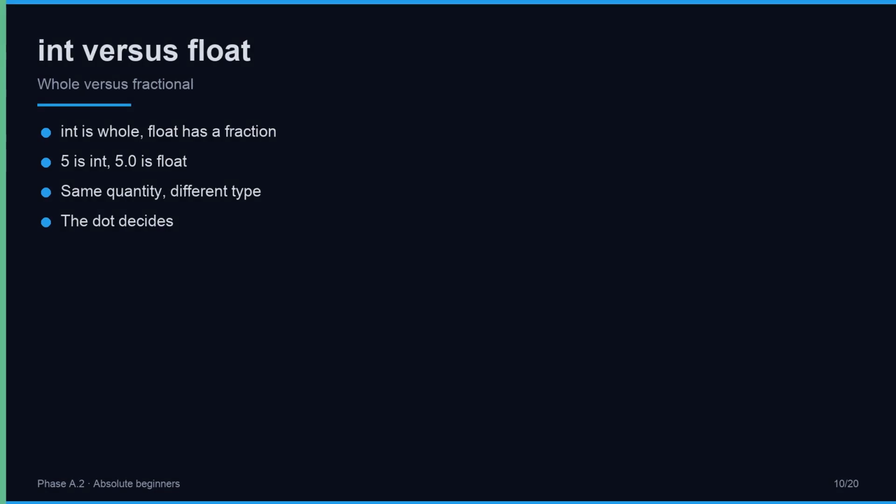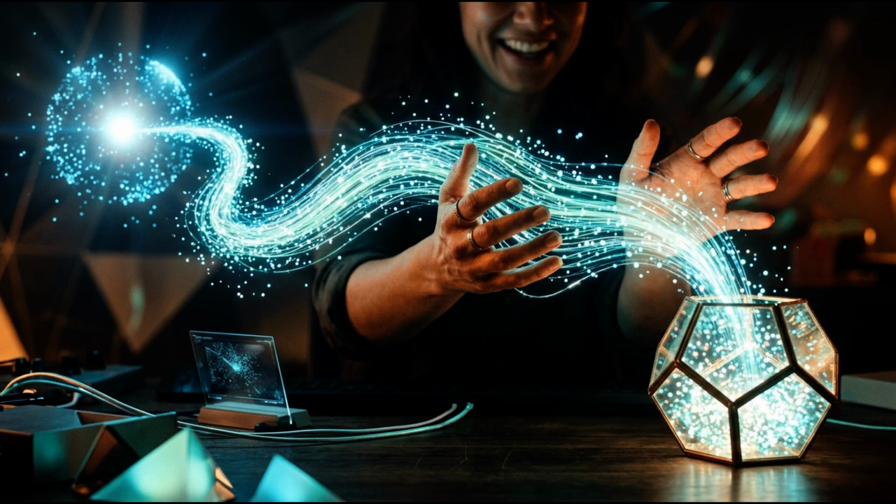So how does int differ from float? An int is whole, with no fractional part. A float can have a fractional part, written with a decimal point. The quantity might be the same, 5 and 5.0 are equal as amounts, but the type is different. 5 is an int. 5.0 is a float. The dot is the deciding clue. No dot, int. Dot, float. Later you will learn how Python combines them, but the basic distinction is simply, is there a fractional part or not? The dot decides.